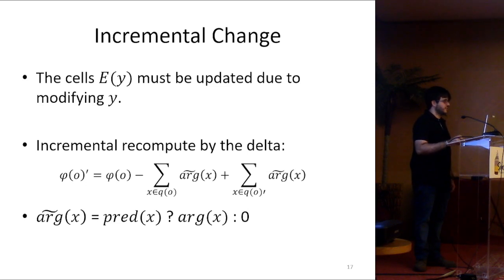Then we have the incremental change. After we find the E_Y of y, which is the set of cells that must be updated because of modifying y, we don't necessarily need to recompute the sum again. We only need to recompute the items in the cells that changed and update the sum by the delta. So we check for each predicate if it's changed, and if it or the argument changed, we recompute them, but we don't recompute the whole sum again.